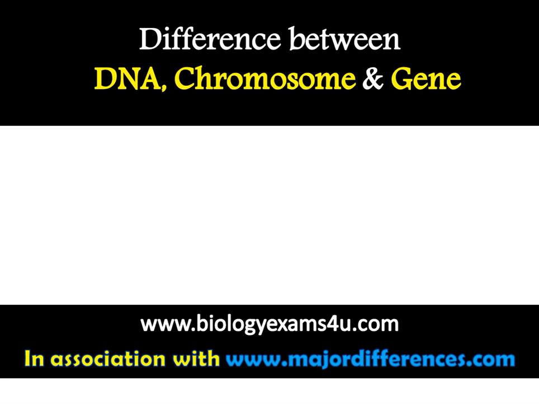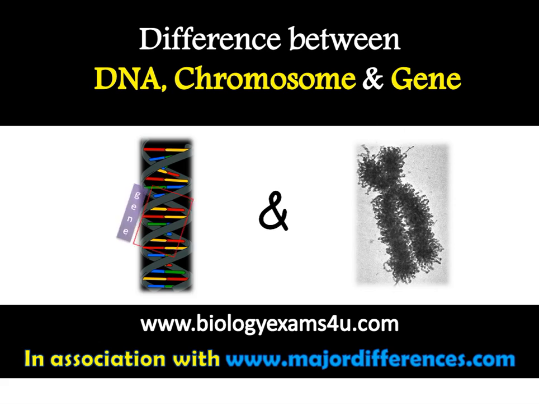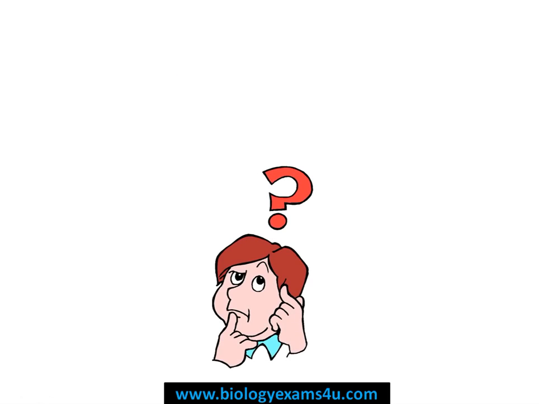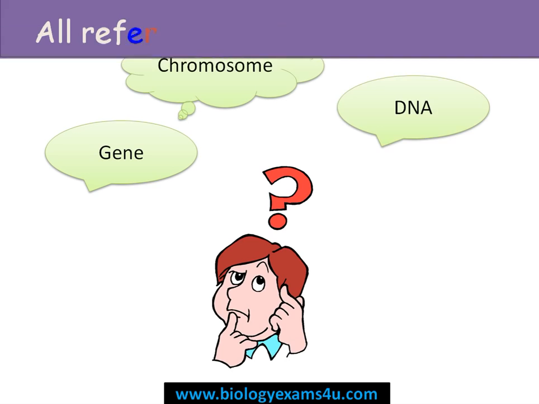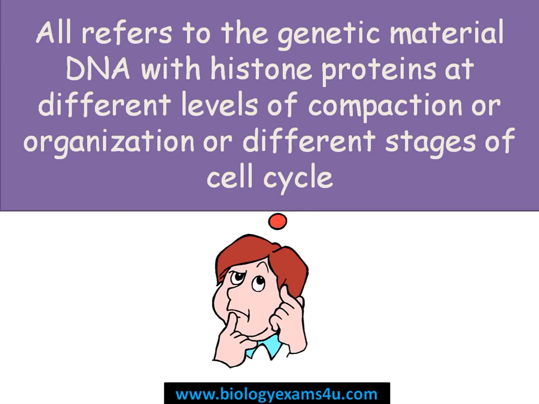Today the topic of our discussion is the difference between DNA, chromosome and gene. We might often be confused with these terms: gene, chromosome and DNA. The most important thing is that all refer to the genetic material DNA with histone proteins at different levels of compaction or organization, or we call it by different names at different stages of the cell cycle. All refer to the same thing, that is the genetic material that is complexed with histone proteins.